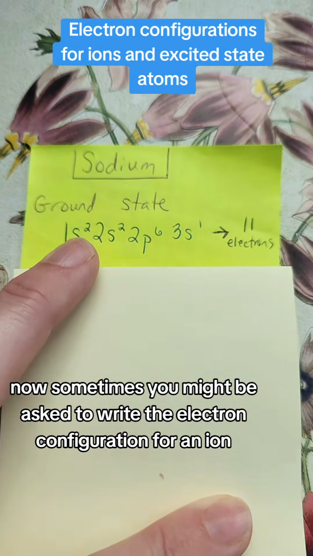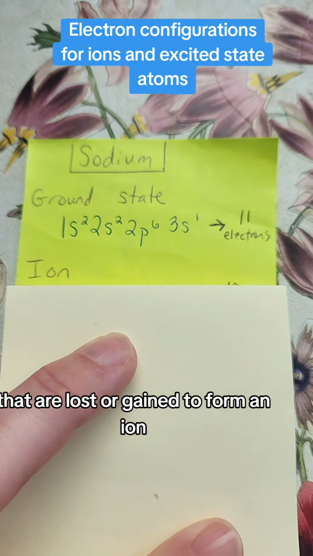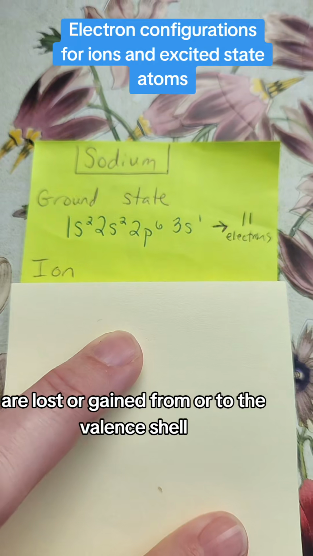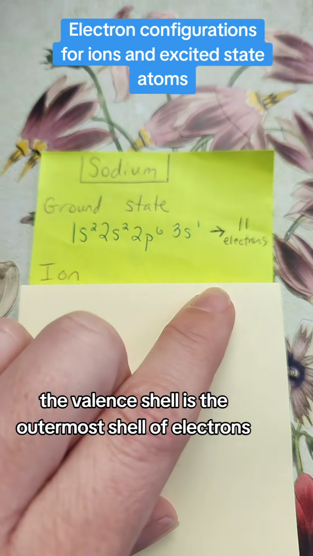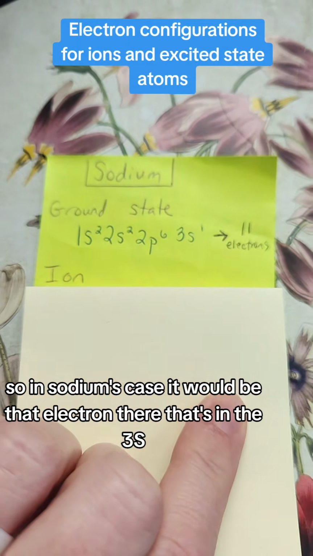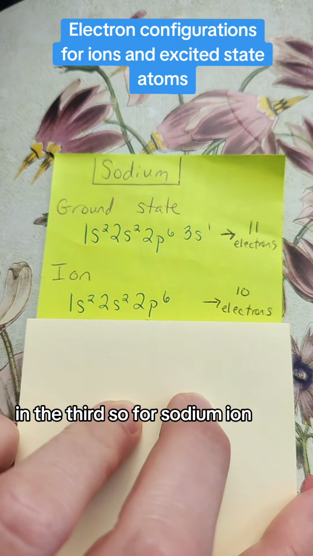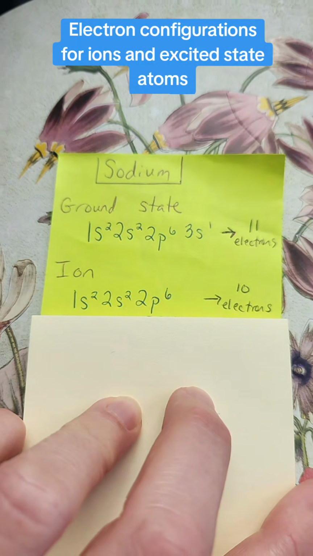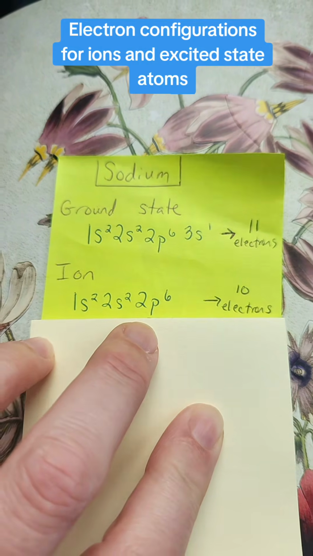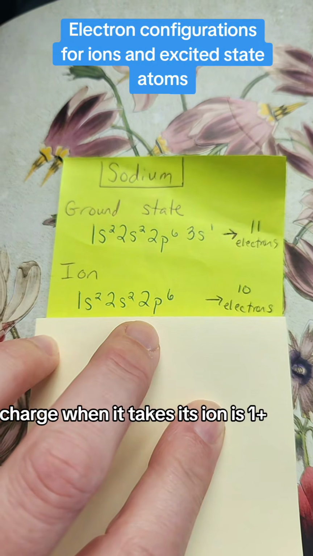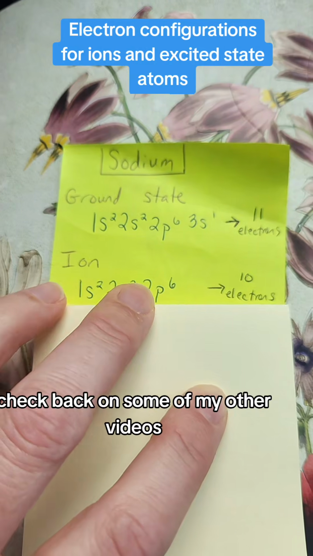Now, sometimes you might be asked to write the electron configuration for an ion. It's important to remember that the electrons that are lost or gained to form an ion are lost or gained from or to the valence shell. The valence shell is the outermost shell of electrons. So in sodium's case, it would be that electron there that's in the 3s, because that is the outermost shell, the third. So for sodium ion, we would have 1s2, 2s2, 2p6. Notice that this electron configuration only has 10 electrons, which we can tell by summing the exponents. And that makes sense, because sodium's charge when it takes its ion is 1 plus. And again, if you have questions about this, check back on some of my other videos.